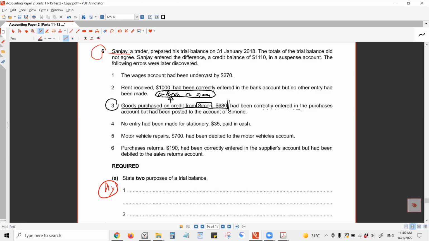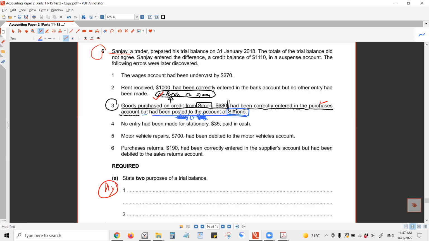Okay, continue to read. Had been correctly entered in the purchases account. They say that in the purchases account, it has no problem. That means they correctly debited purchases. Then continue to read. But had been posted to the account of Simone. So this is the mistake, right? They said posted to the account of Simone, but does it tell you posted to the debit or credit side? It doesn't tell you. When they don't tell you such detail, you have to assume that they posted it to the correct side, meaning they have credited. You have to assume that they credited Simone's account.